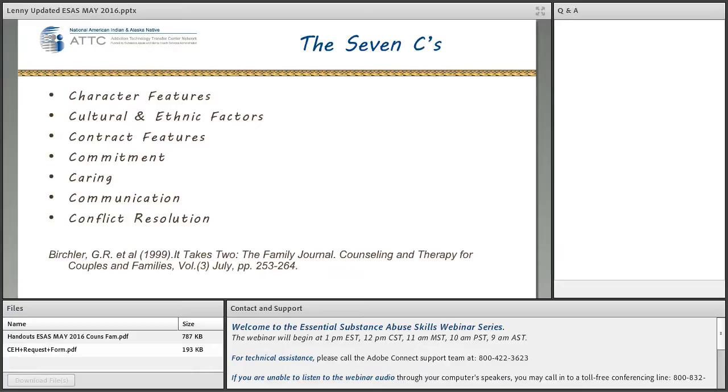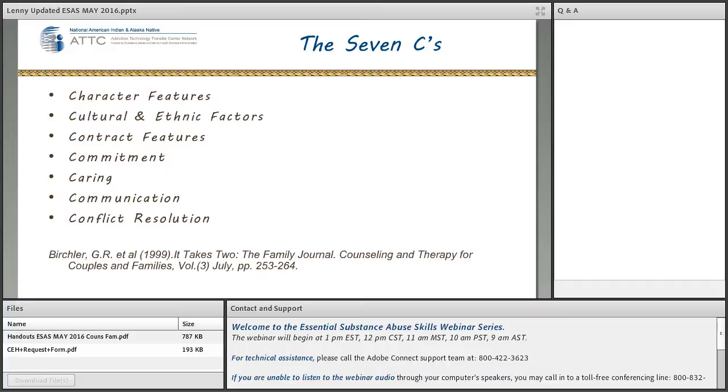So now we're going to talk a little bit about the 7 C's. And the 7 C's are defined as the character features, the cultural and ethnic factors, contract features, commitment, caring, communication, and conflict resolution.